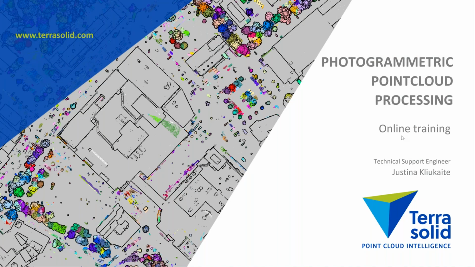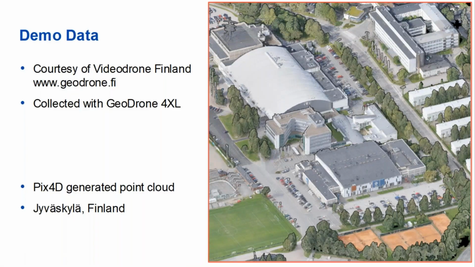For this photogrammetric point cloud processing training, we will use data from Video Drone Finland. The data set was collected with UAV GeoDrone, and the point cloud was generated with Pix4D software. So it is an example of photogrammetric point cloud. If you're interested in project location, it is Finland, Jyväskylä city.